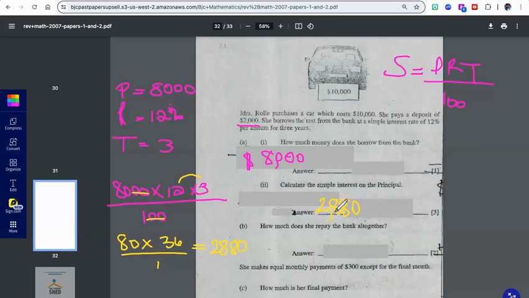$2,880. Now, the next question says, how much does she repay to the bank? So they're asking you for the amount. Remember what the amount is. When you borrow, it's not free. You borrow that principal and then you have to pay back the interest as well. So the amount is equal to principal plus simple interest.